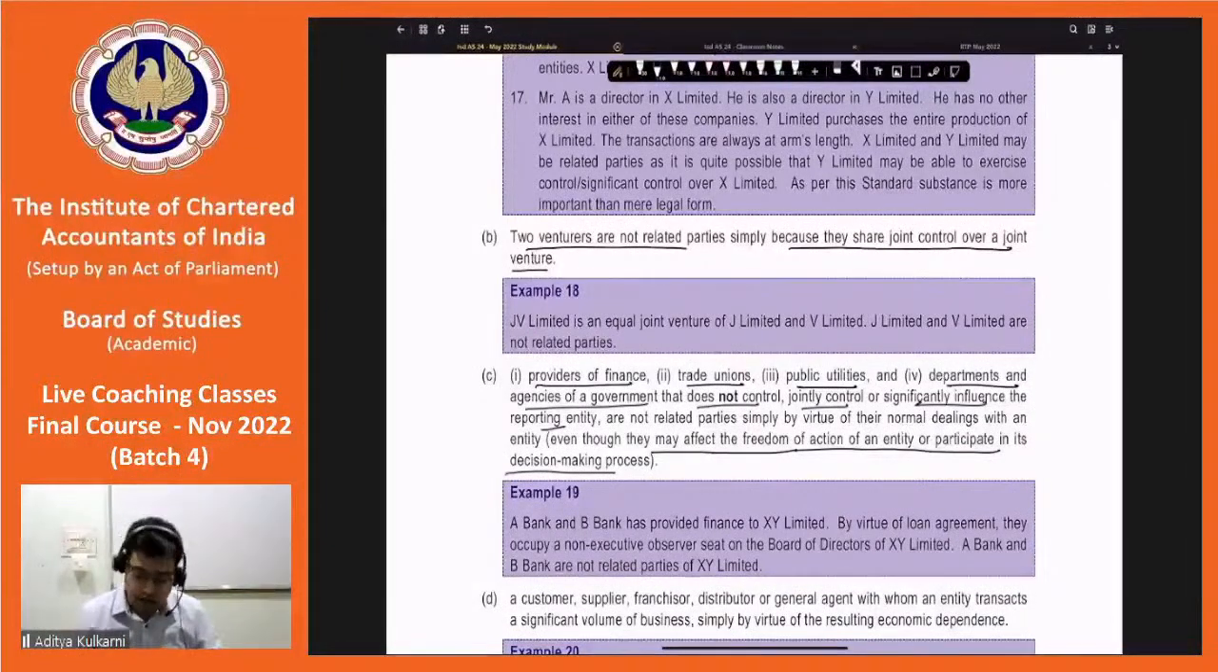And therefore, though the proceeds on sale cannot be applied freely, you cannot say that the nominee director is a related party, or the bank is a related party. Okay. So therefore, nominee directors, providers of finance, you cannot call them related parties.